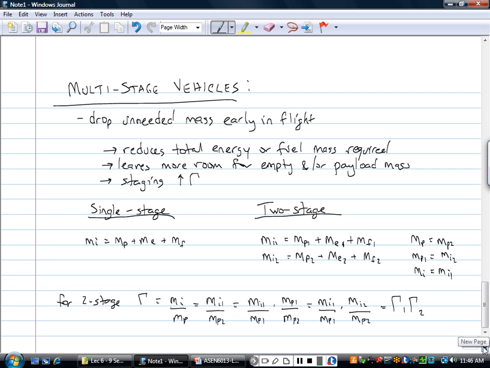We'll just write the gamma function the same as it's defined. I'll let everybody finish here. Gamma 1, as we just did, is initial 1 over payload 1, which is 1 over 1 minus pi E1 minus pi F1. The same thing as gamma 2 is initial 2 over payload 2, 1 minus pi E2 minus pi F2. The whole reason we're doing this is not just to get some equations that make some sense, but now we can start to think about multi-stage systems and break it down in terms of things that we know.